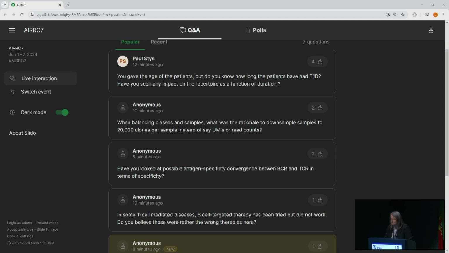Wonderful. Thank you. Okay, so you gave the age of the patients, but do you know how long the patients have had T1D? Oh, yeah.